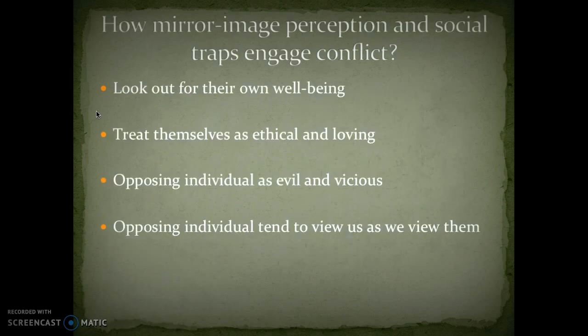Let's take a look at how mirror image perception and social traps engage conflict. They look out for their own well-being. They treat themselves as ethical and loving individuals who can do no wrong. They treat the opposing individual as evil and vicious, and the opposing individual tends to view us as we view them. In my opinion, I think we all have done that and will continue to do that in the future.